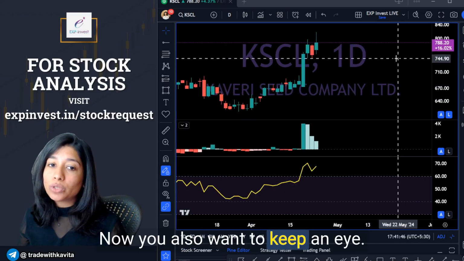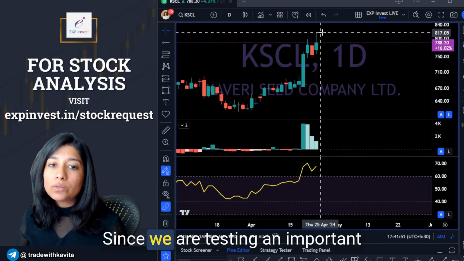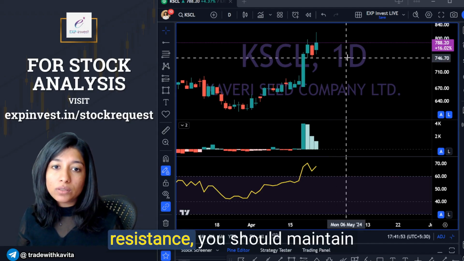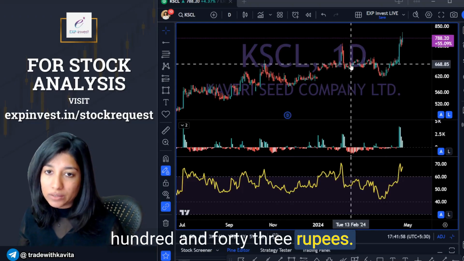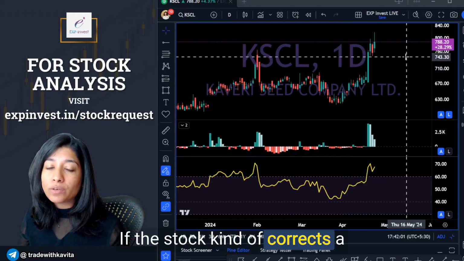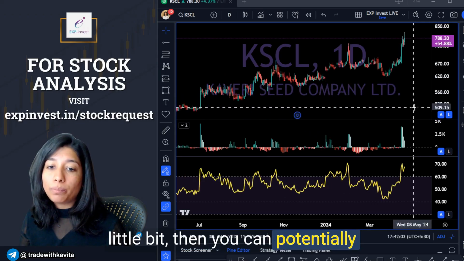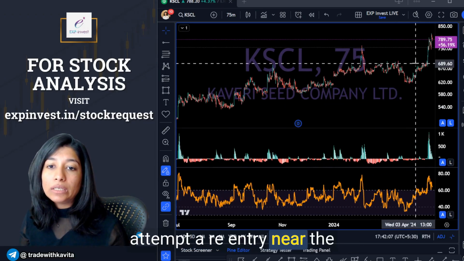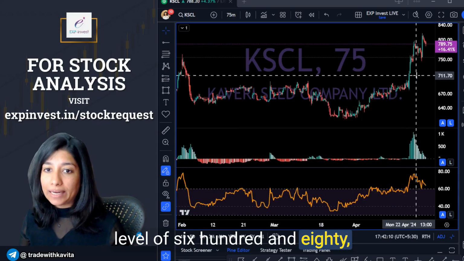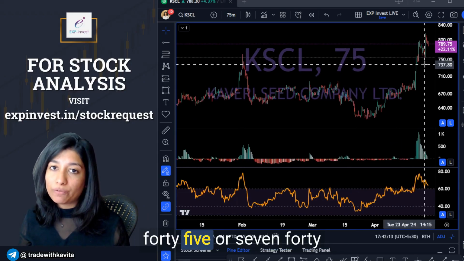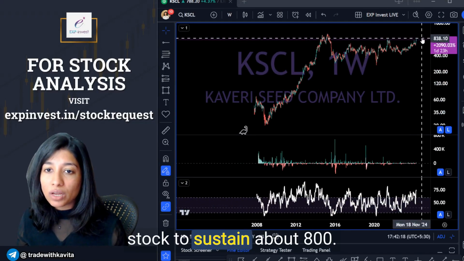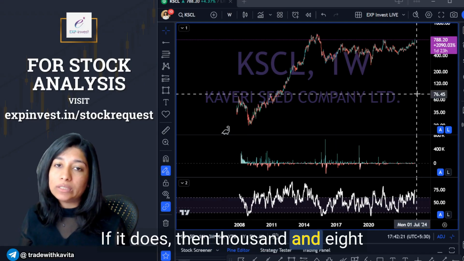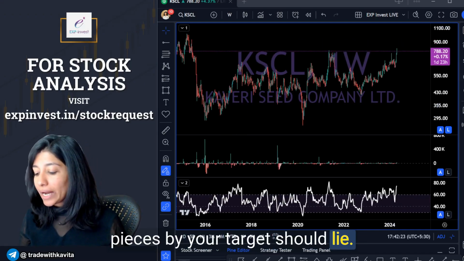Now, you also want to keep an eye. Actually, you know what? Since we are testing an important resistance, you should maintain stop loss right here at 743 rupees. If the stock corrects a little bit, then you can potentially attempt a re-entry near the level of 680. But for now, maintain 745 or 743 as your stop loss and wait for the stock to sustain above 800. If it does, then 1008 rupees is where your target should lie.